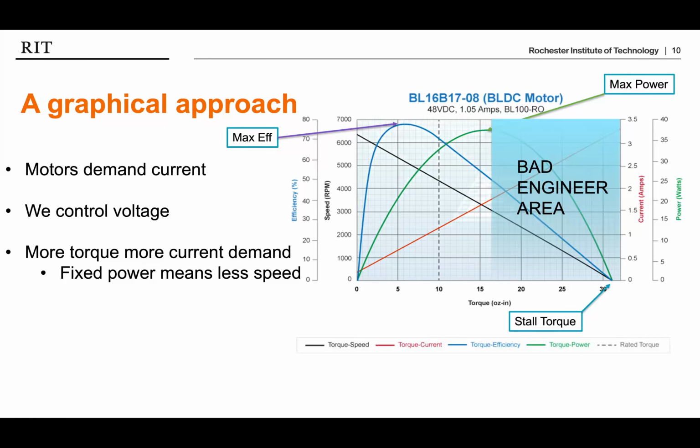And that means that we have this kind of no-go area. I'm going to call it my bad engineer area. Because if you think about it, once you're past your max power, you're putting more electrical power in, you're getting less mechanical power out, you're drawing more current, you're less efficient, and you're going to get less speed. So this is an area that we never really design to. And in fact, it's not uncommon to see motor plots that just sort of end right here. They just show everything up to max power.